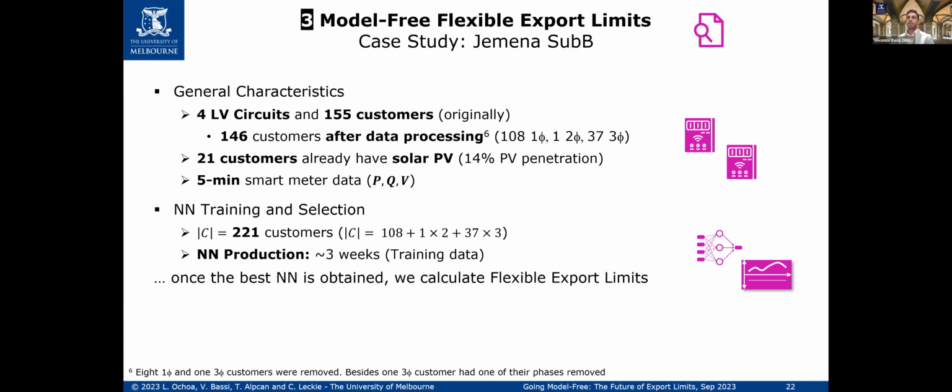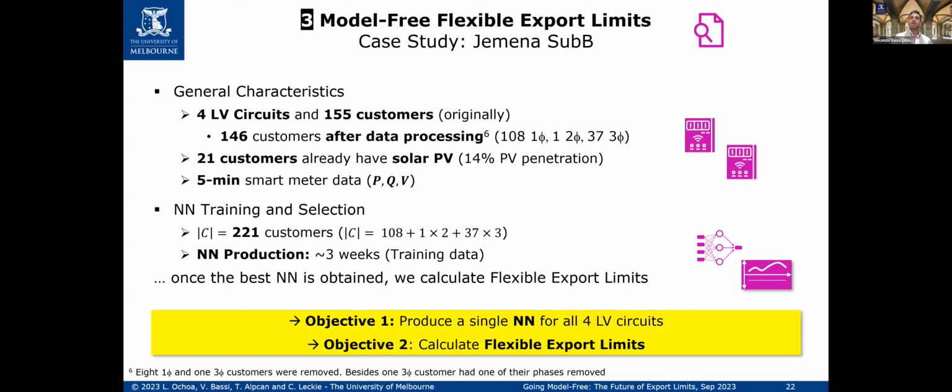As well, this low voltage network accounts for 14% of PV penetration, and we use 5-minute resolution smart meter data. It means customers' active and reactive powers, as well as voltage magnitude. So in terms of the neural network training and selection, we are going to use 3 weeks of historical smart meter data to produce the neural network. It means that we're going to use these 3 weeks to go through the entire process that Nando was mentioning before. And once we obtain the best neural network, we are going to use it to calculate flexible export limits. So the first objective here is to produce a single neural network for all low voltage circuits in this low voltage network, and then use it to calculate flexible export limits.